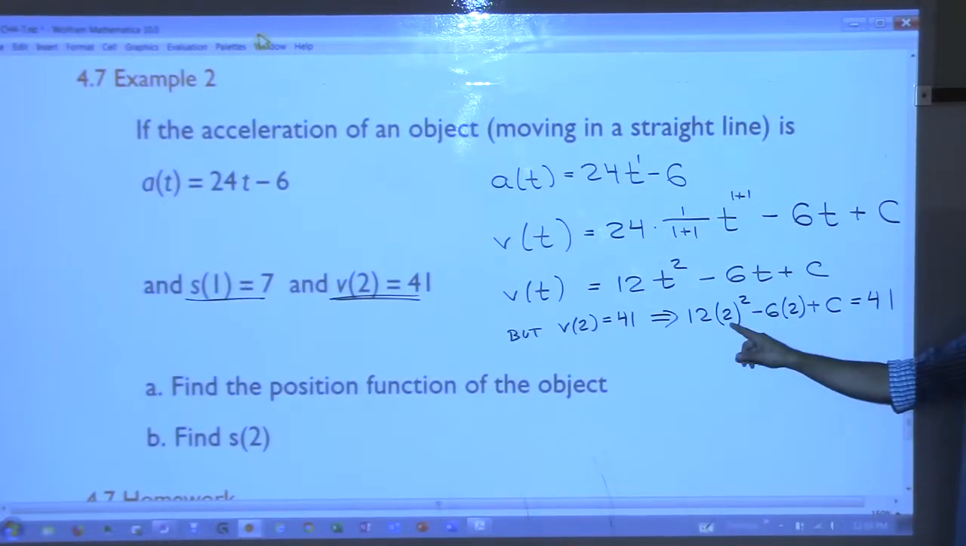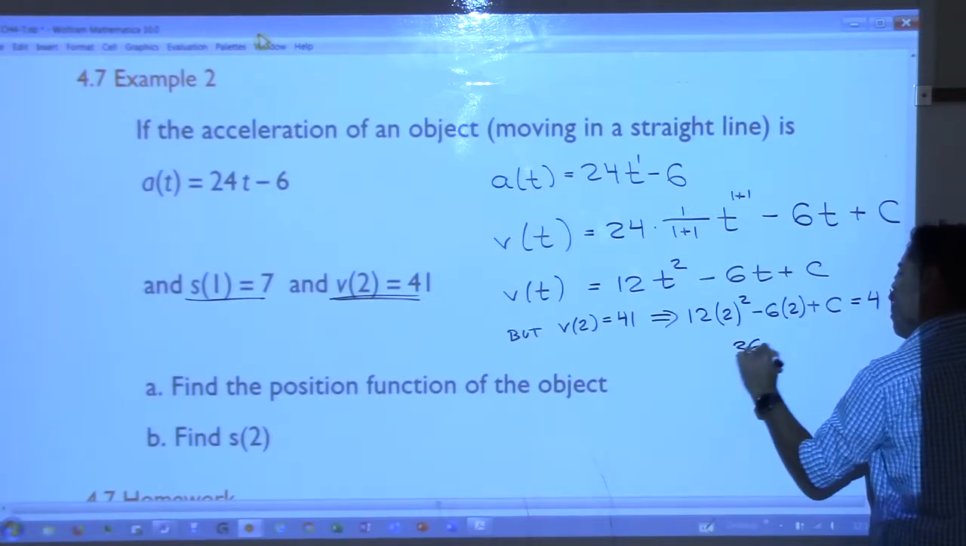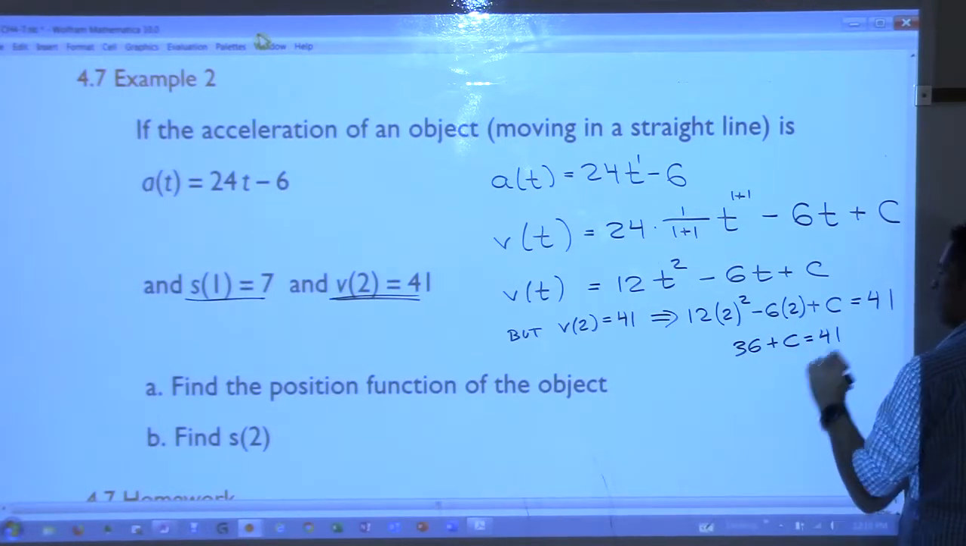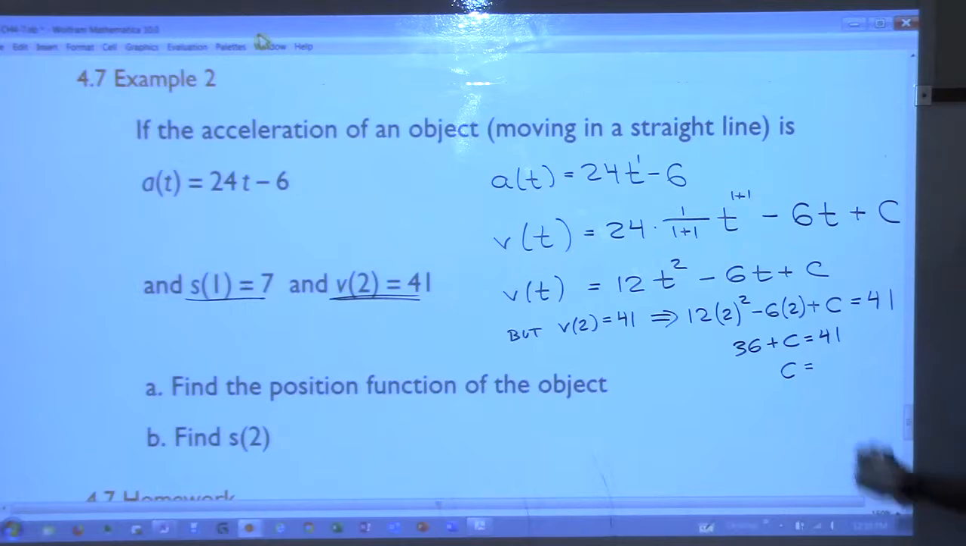What is this here? 48 take away 12. What's that? 36. So 36 plus c is 41. So c must be what? 5. So now we've nailed down exactly the velocity function, haven't we? We know exactly what it is.